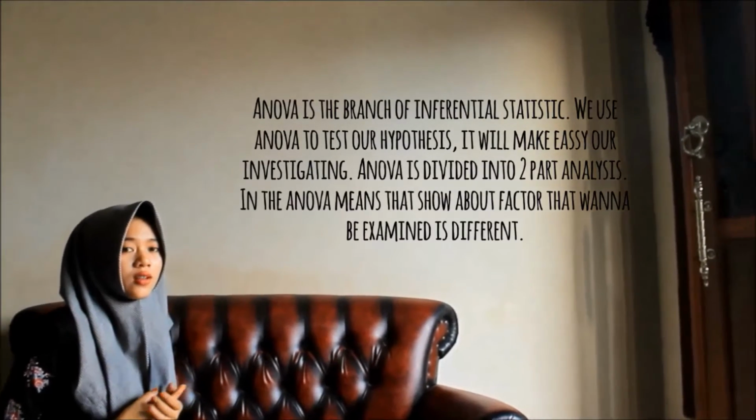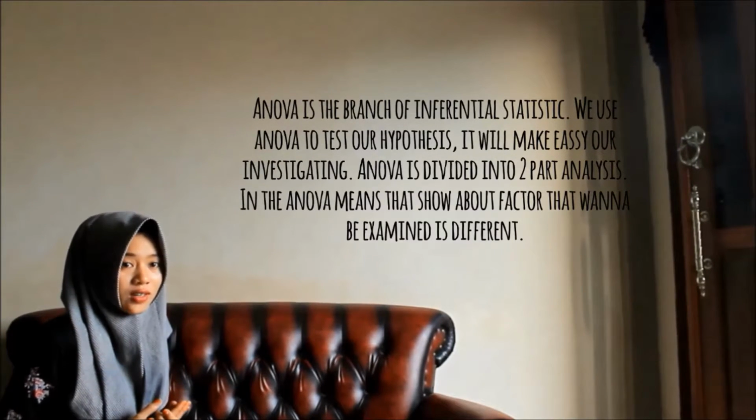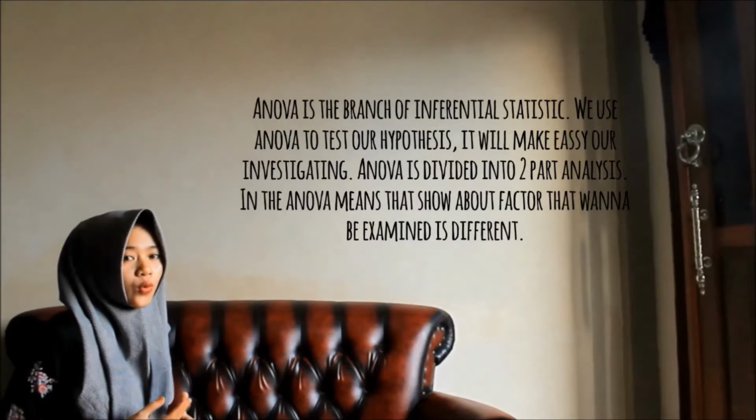So interaction in ANOVA means that the factor to be examined is different. For example, with the interaction, we can see that line A has higher scores than B, which has lower scores. Okay, but yeah, that's all.